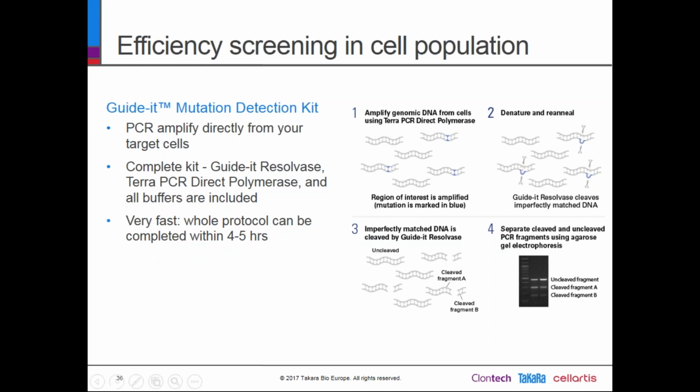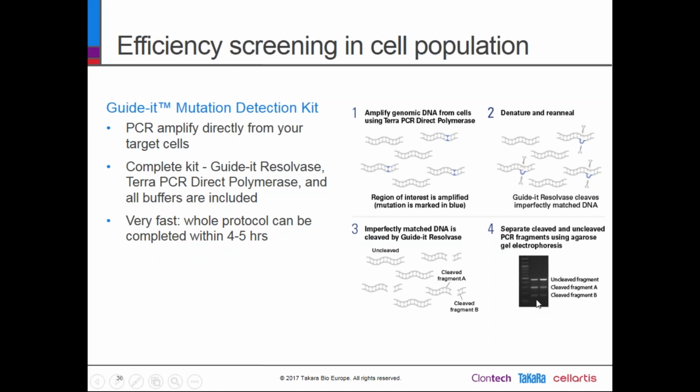The next step will be simply to denature and re-anneal the DNA. So all the molecules will be a bit scrambled, and you will end up with, for example, some wild-type molecules that will re-anneal with a mutated molecule, or 2 different mutations. And this will create a mismatch. And the enzyme which is provided in the kit, which is called the guided resolvase, is an enzyme that specifically cleaves mismatched DNA. And such cleavage products can then be analyzed on an agarose gel, and you can use densitometric analysis and a formula to calculate the genome editing efficiency in your cell population.